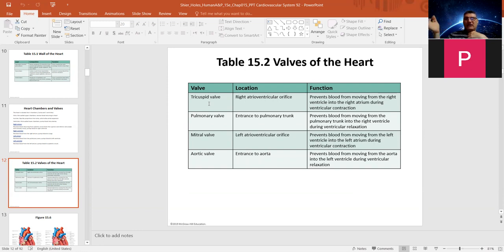What's the function of the mitral or bicuspid valve? Same function. Allow the blood to move in one direction, doesn't go back. From what to what? The blood moves from the left atrium to the left ventricle and doesn't go back. That's it. Last one, you are in the left ventricle now, and you're pushing the blood out. It will go through the aortic semilunar valve to the ascending aorta, to the aorta in general. So what's the function of the aortic semilunar valve? Same function, but from left ventricle to the aorta and doesn't come back. That's it.